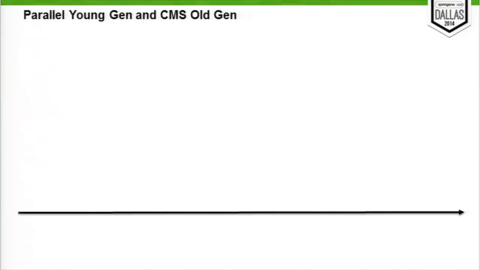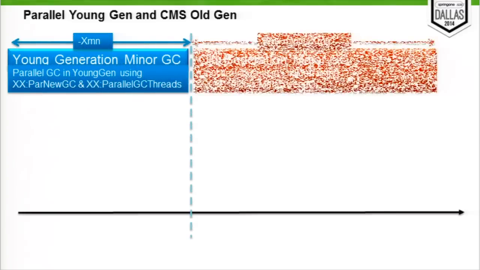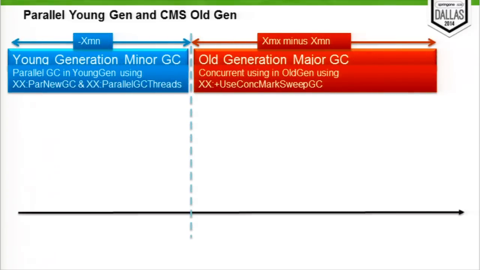All right, let's get into some tuning. The most successful way of tuning these days, including on Java 8 actually, and even better than some of the G1 numbers that we've seen, is to use a combination GC. In young generation, I use ParNew GC and parallel GC threads. In old generation, I'll use concurrent mark and sweep.